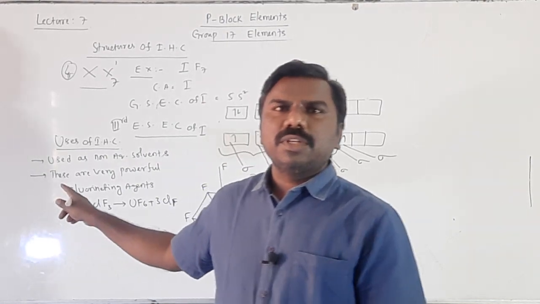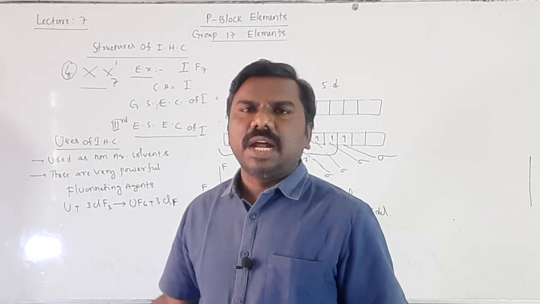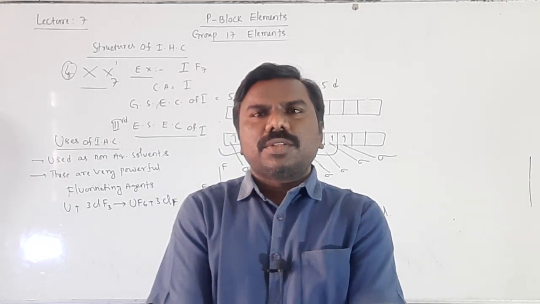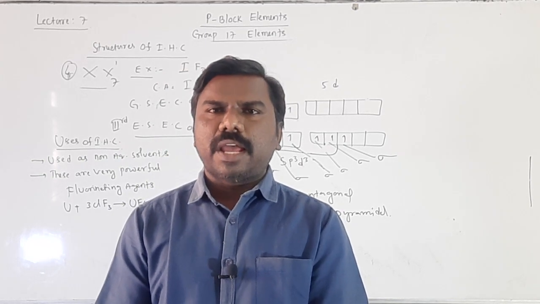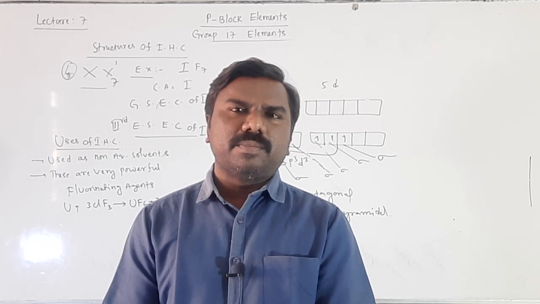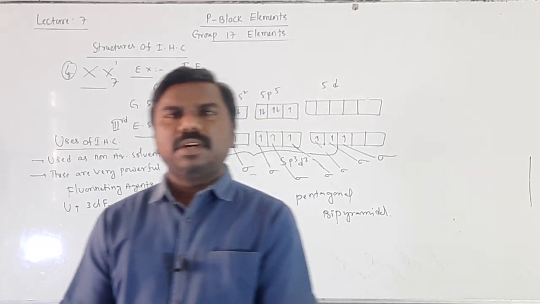There are a few uses. Interhalogen compounds are used as non-aqueous solvents and as fluorinating agents. Okay, students, so with interhalogen compounds, the fourth compound of halogens is completed. With this topic, the 17th group elements are completed. We'll continue with the 18th group elements in our next session.